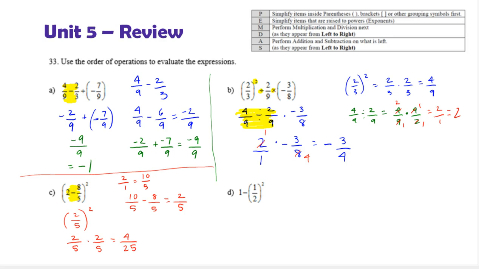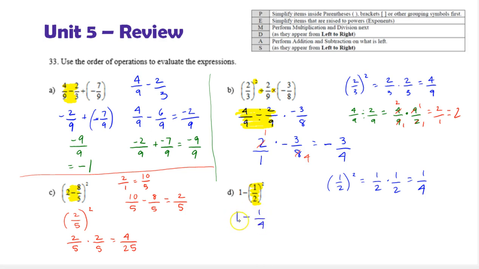Let's look at the last one. Here we have subtraction and an exponent, so we do the exponent first. So I'll do this on the side. So 1/2 squared means 1/2 times 1/2, which is 1/4. So now we have 1 minus 1/4.